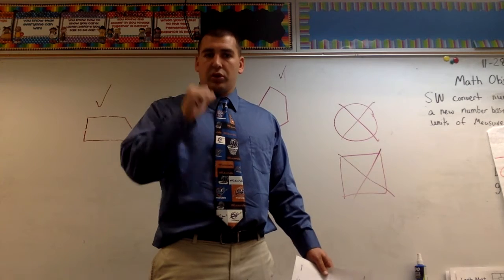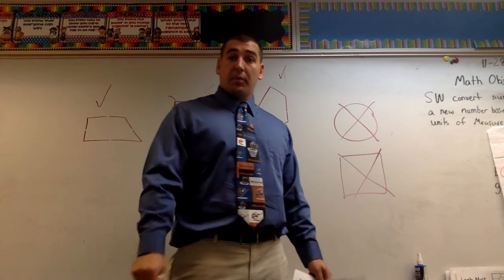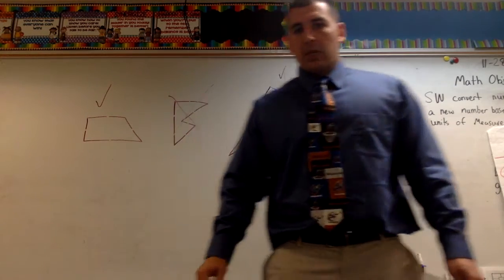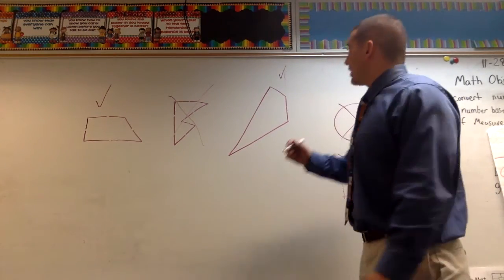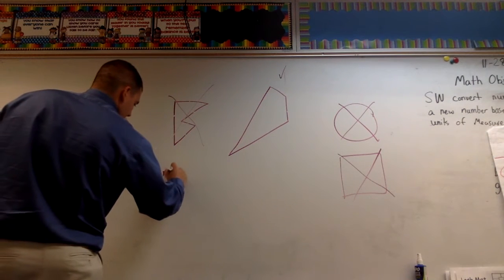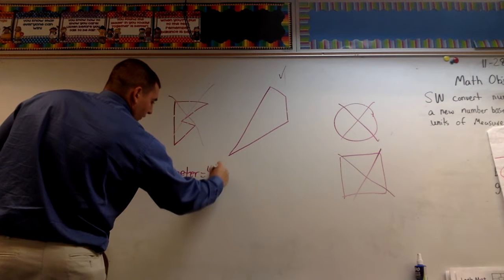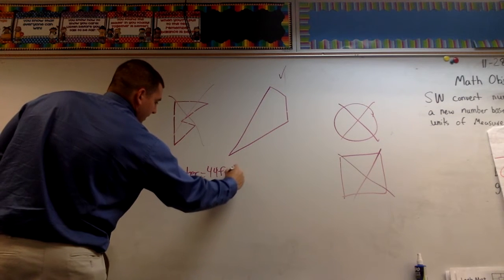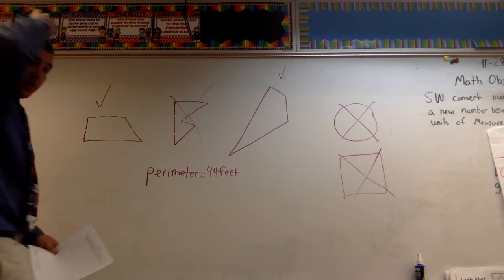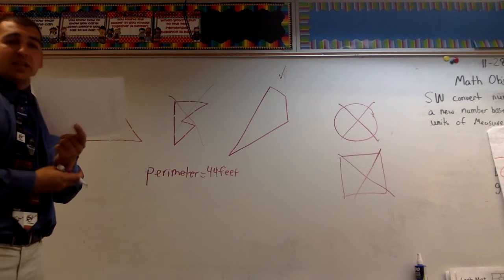If it does, go on to step 2, which is, is it the same as any of the ones on the paper before? All right, so now the next thing we know is the perimeter equals 44 feet. Okay, so that means that I have to figure out what each side length is.